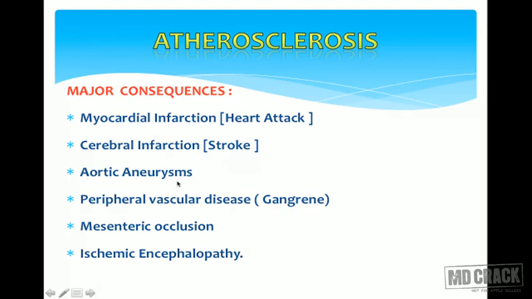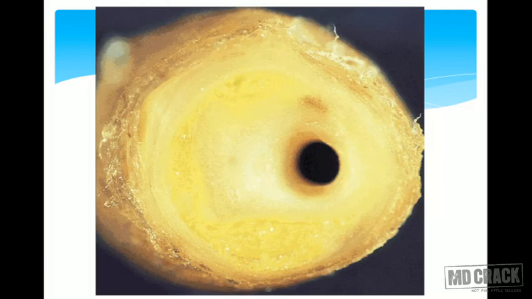Aortic aneurysms are very common, especially in the abdominal aorta. Peripheral vascular disease, like the patient can develop dry gangrene of the lower limbs. It is again because the popliteal vessels may show atherosclerotic narrowing. Mesenteric occlusion: the mesenteric blood vessels may show occlusion by atherosclerotic narrowing. It can result in ischemic bowel disease. Even ischemic encephalopathy can develop.